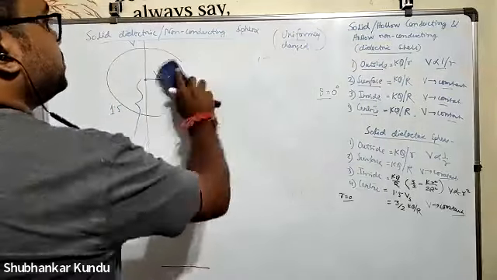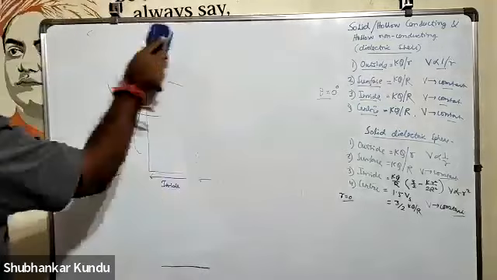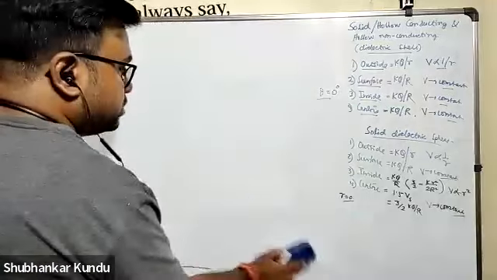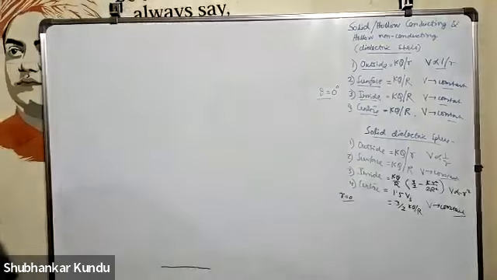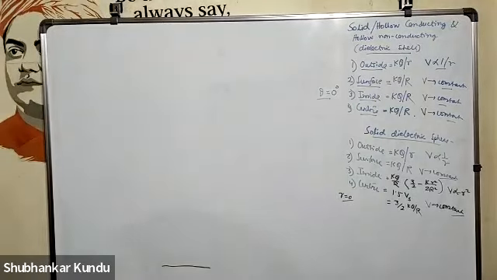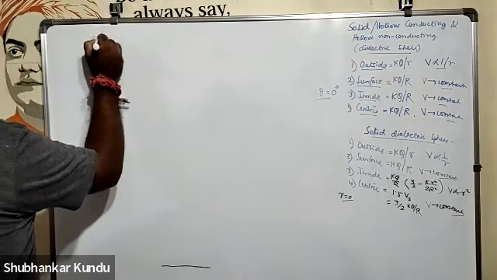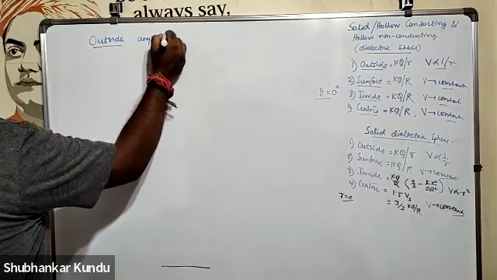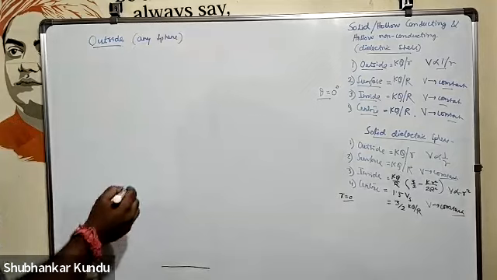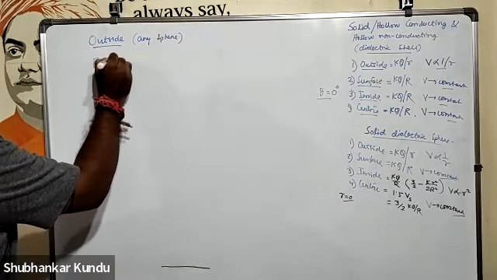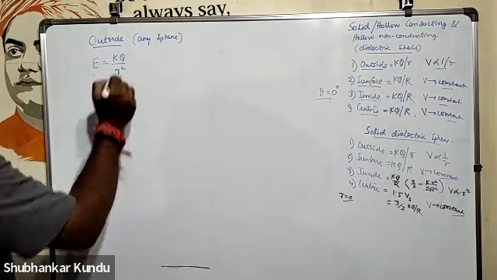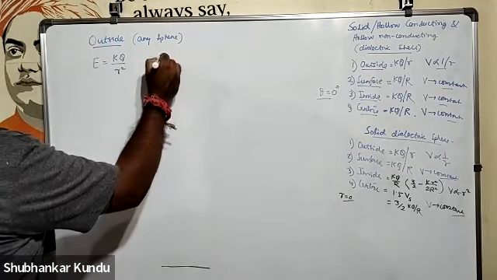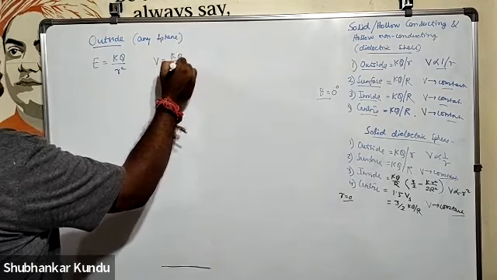Now let's try to have a beautiful summary. This summary will comprise both electric field as well as the potential. Tell me one thing: outside any sphere, electric field is equal to KQ upon R square. Potential is KQ upon R.